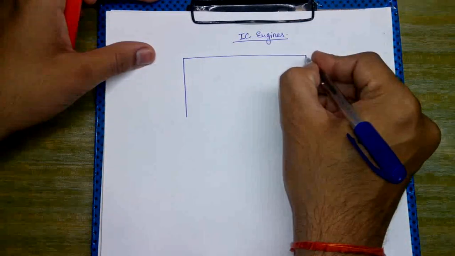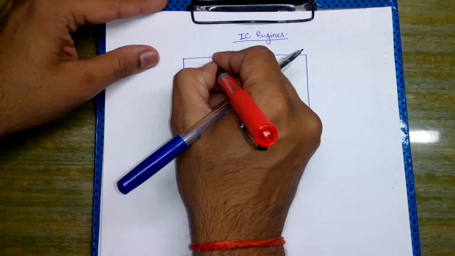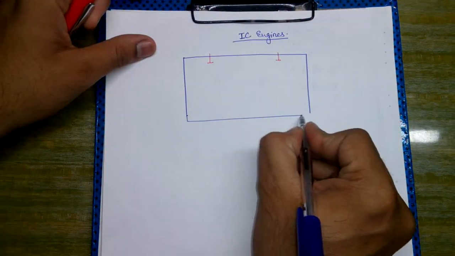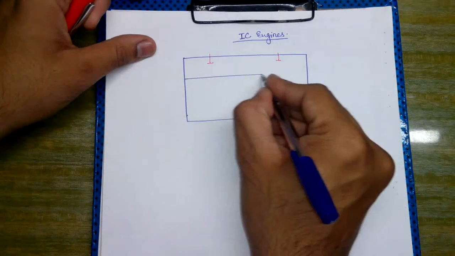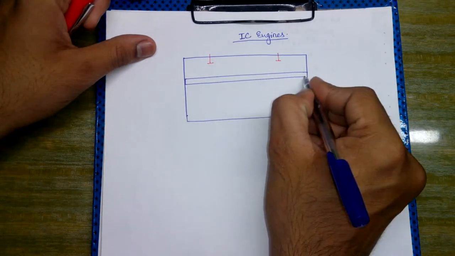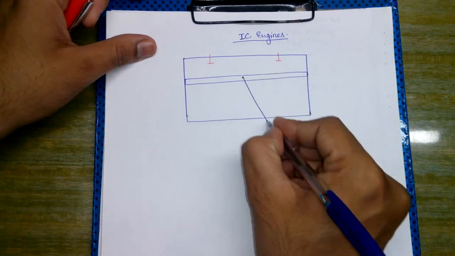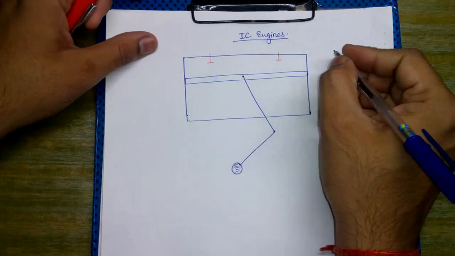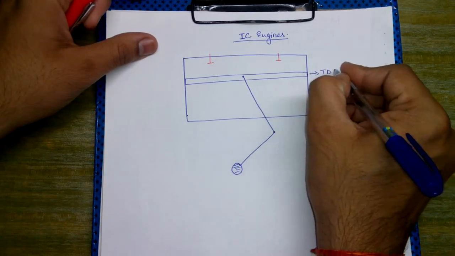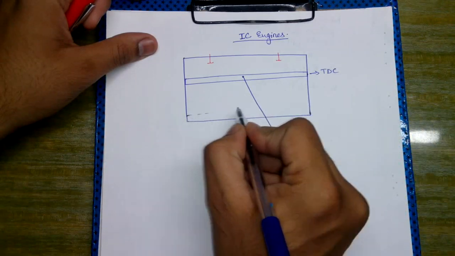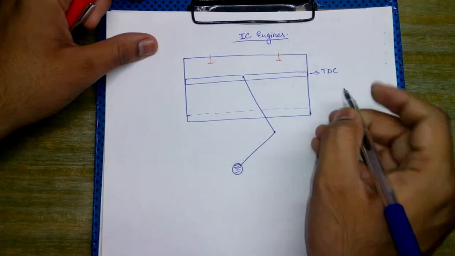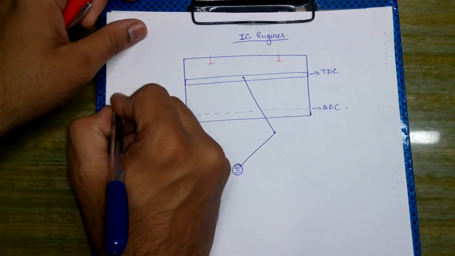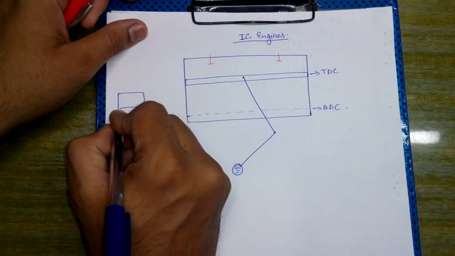So now I will simply draw the diagram such that we have two valves, and this is the piston which is reciprocating inside the cylinder. This place is called the top dead center and the bottom is called the bottom dead center, and we have a separate unit called the carburetor.